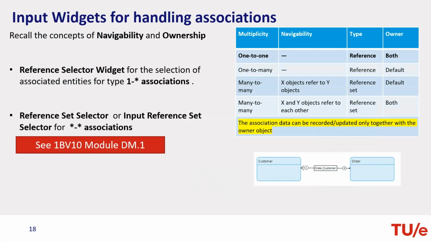A very important group of input widgets is reference selectors. Reference selectors provide the functionality for creating associations between objects. Typically, you add them to a data view for creating associations between the data view entity and the other entities which are associated to the data view entity in the domain model. See 1BV10 module DM1 for detailed explanations and the demonstration of reference selectors in Mendix.